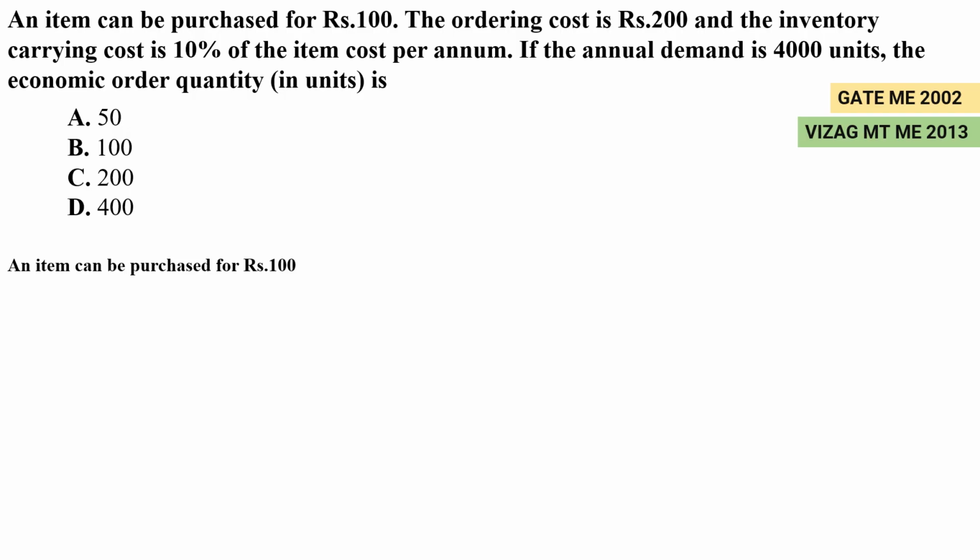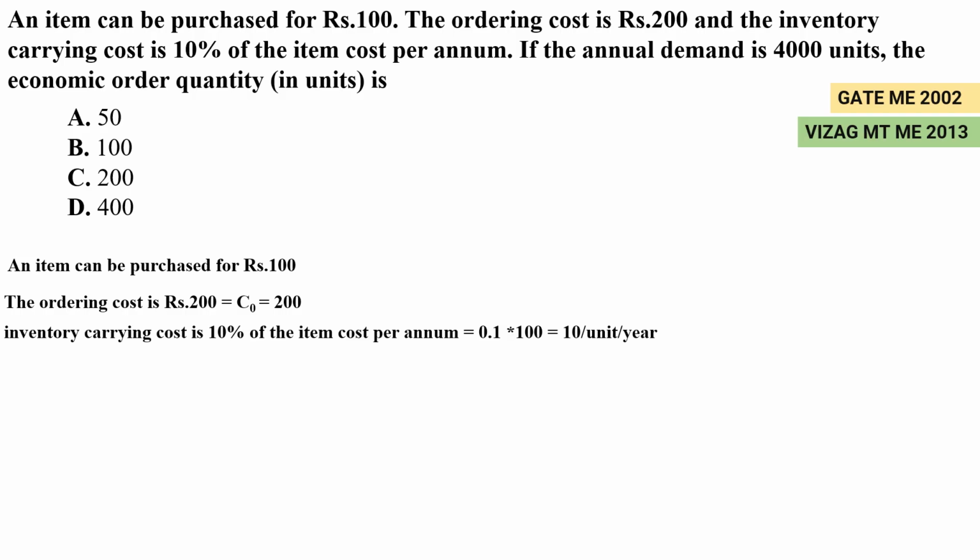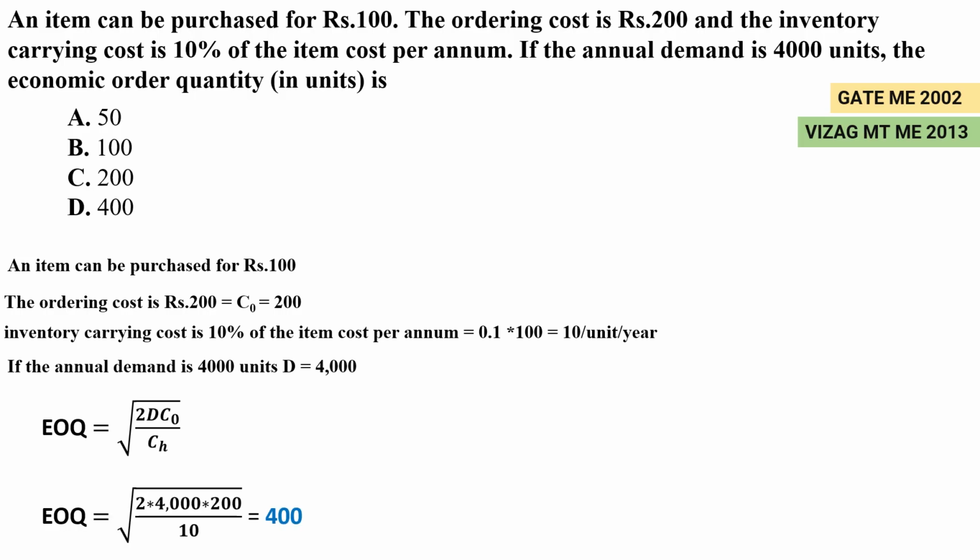So here an item can be purchased for 100 rupees and ordering cost is 200 rupees, that is C naught equal to 200. Inventory carrying cost is 10% of the item cost per annum, which is equal to 0.1 into 100, which is equal to 10 per unit per year. So if the annual demand, which is capital D, equal to 4000, then EOQ equal to root of 2D C naught by CH. Substitute all the values, we will get the EOQ value is 400. So option D is the correct answer.